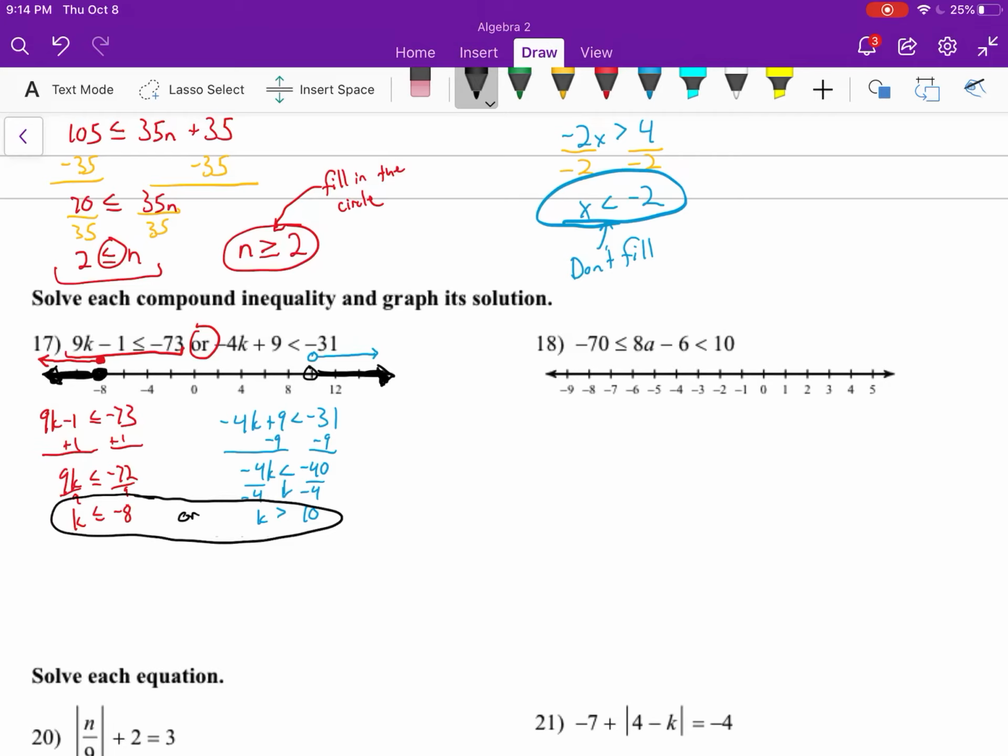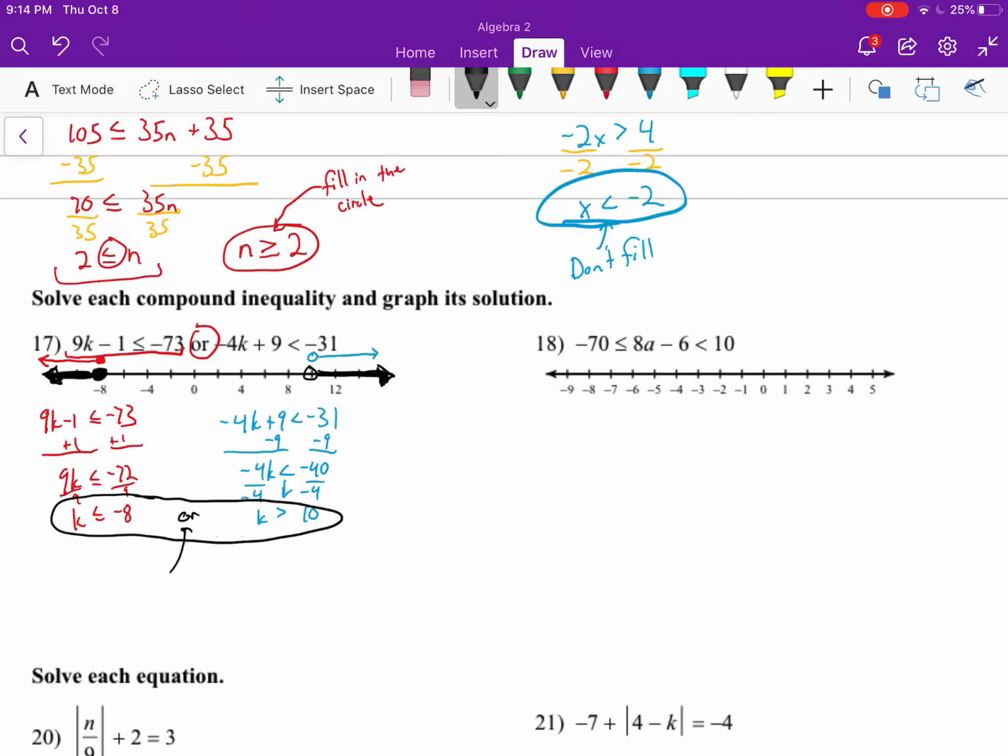Do not try to combine or into one single expression with a couple different inequality signs. So if it's or, we're just going to leave it as two separate expressions, or two separate inequalities, not combine it into one. Now number 18 is combined into one.